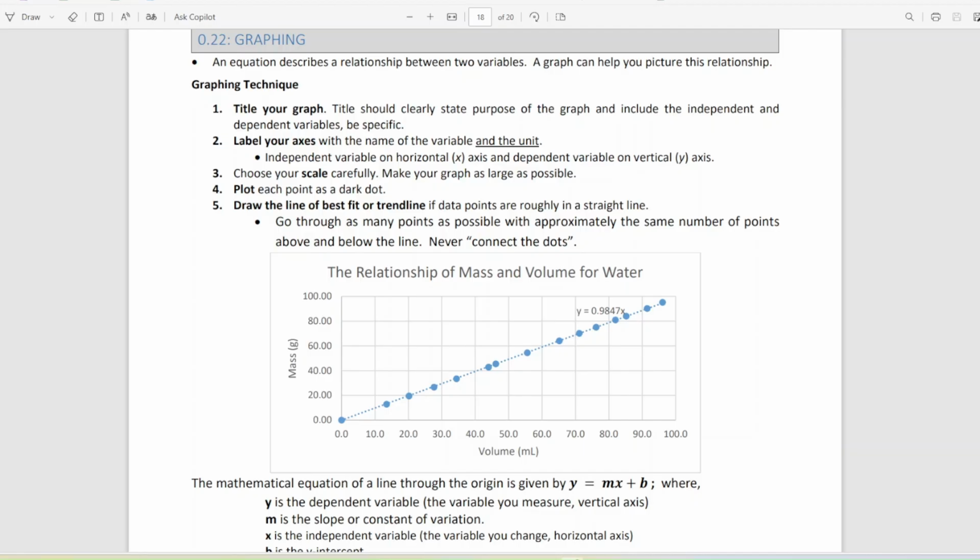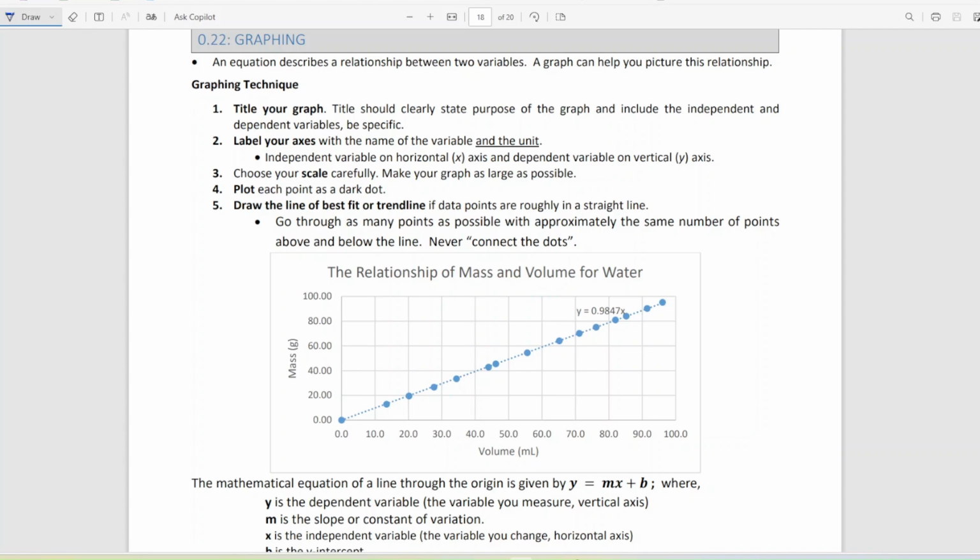An equation is going to describe a relationship between two variables, and the graph allows you to picture this relationship. When you're graphing, you want to make sure that you include all the elements, which is a title, right? The title should clearly state the purpose of the graph and include the independent and dependent variables. The independent and dependent variables are your axes, right? So the labels on your axes, I guess I should say. The labels on your axes should have the name of the variable and the unit.